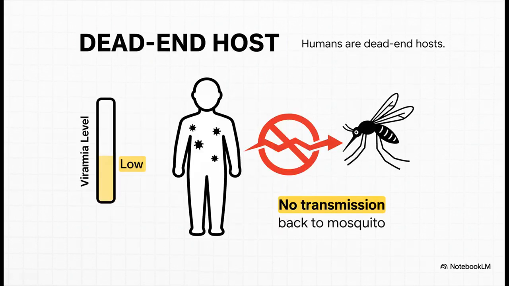Humans, on the other hand, are a completely different story. We're considered dead-end hosts. If one of us gets infected, we just don't develop enough virus in our blood to pass it back to another mosquito. This is a super important public health point. It means we don't contribute to the transmission cycle. You can't get JE from another person. And because of that, all our control efforts have to be laser-focused on the mosquitoes and the animal reservoirs.